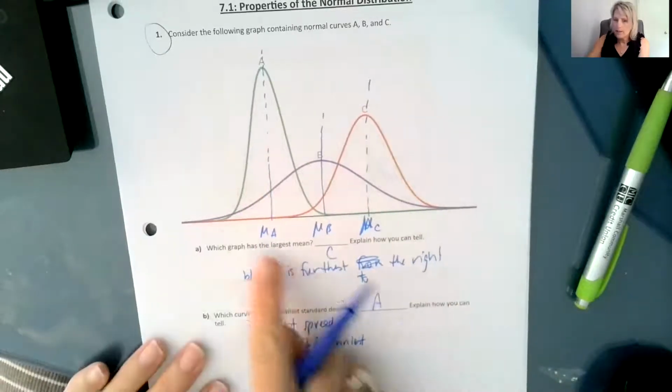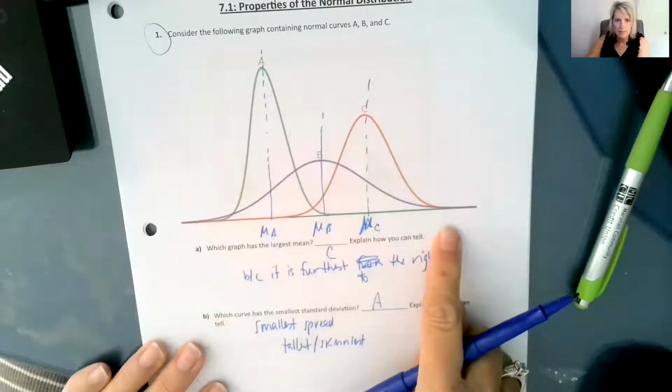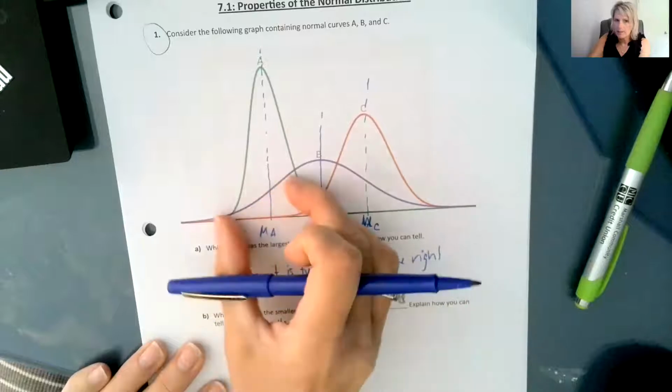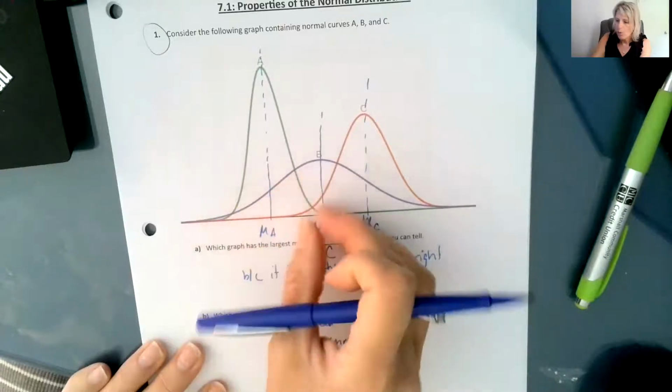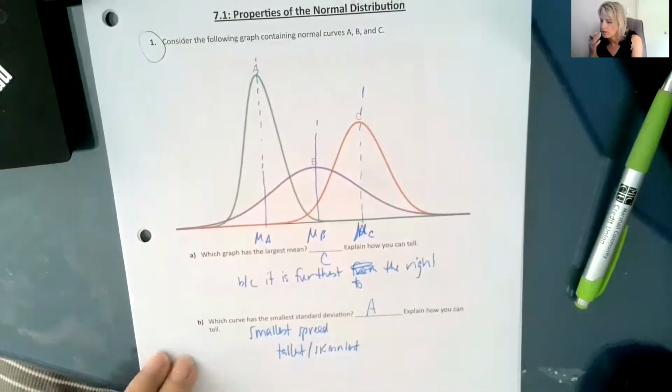So the mean is what shifts left and right. We talked about this in the course pack. And the spread is what makes it skinny or wide. So B has the biggest spread of these three distributions.